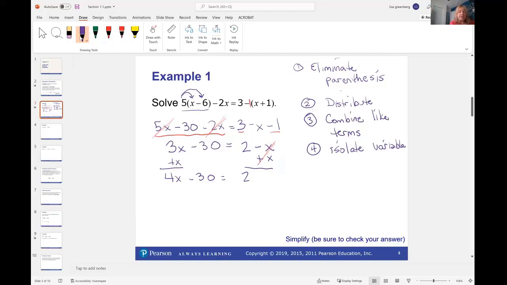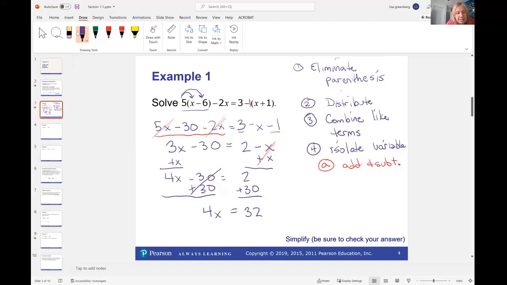Now I need to get that 30 away from the x, because we want x on one side and everything else on the other. How am I going to do that? I'm going to add 30 to both sides. So I get 32. On the left-hand side, these cancel, and I get 4x. Notice I'm just doing opposite operations. I'm always going to do adding and subtracting first. We're going to add and subtract first, because we don't want to multiply or divide first. Then we'll start making fractions, and I don't want to make fractions. Notice I still don't have any fractions.